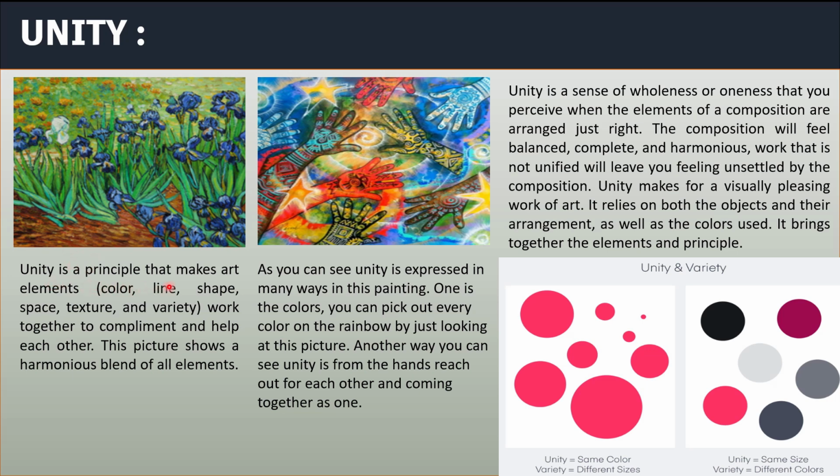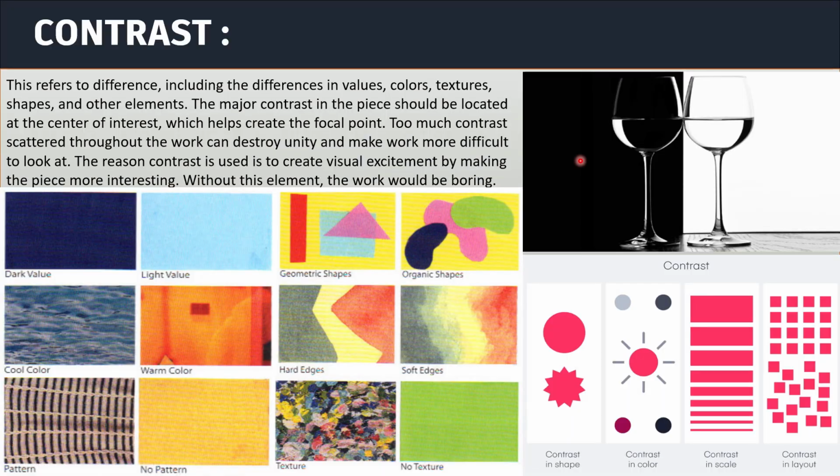So unity is a principle that makes art elements in color, line, shape, space, texture and variety work together to complement and help each other, right? That's what I said. And then here also, if you see the hands, the pattern on the hands may be different, but there are hands with some kind of pattern, right? So that is something called unity.